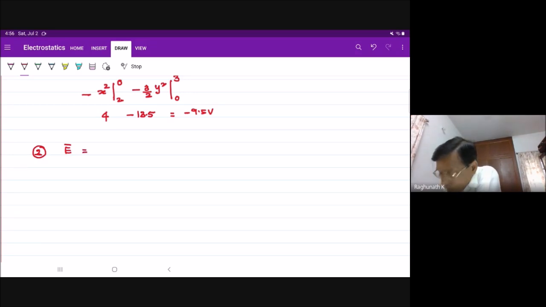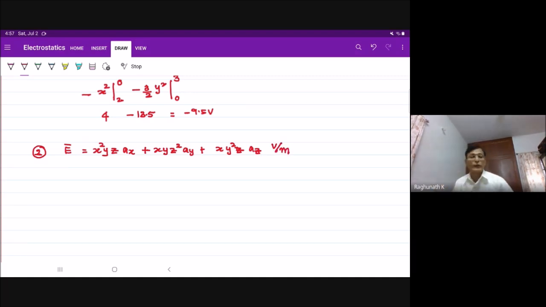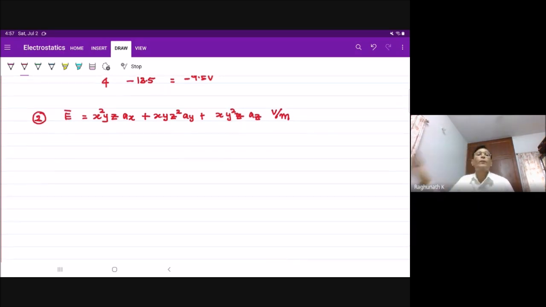E bar is equal to x squared yz ax plus xy z squared ay plus xy squared z az volt per meter, just like that I took. An integral is there because of which we are going into the typical things now.